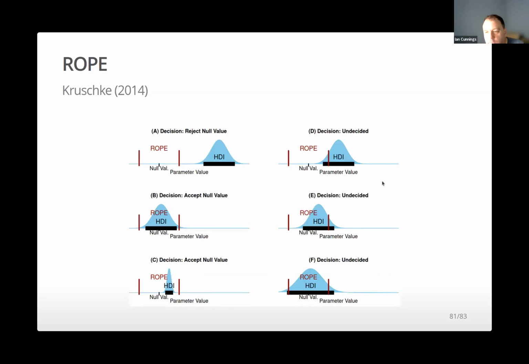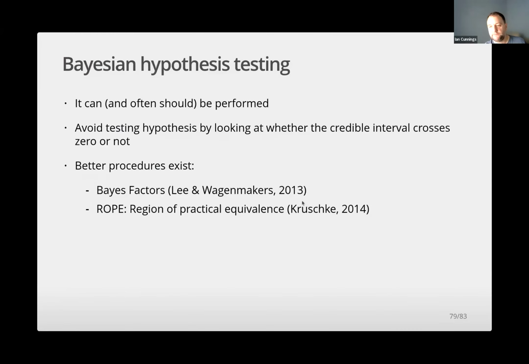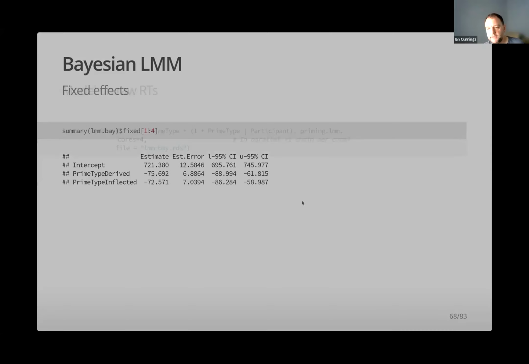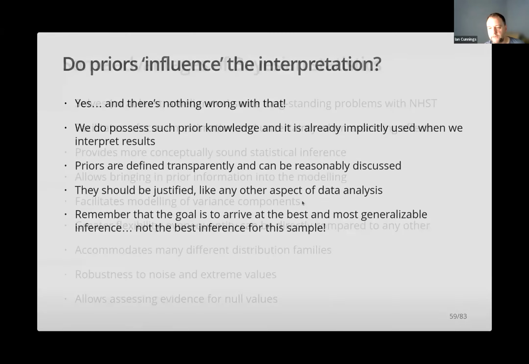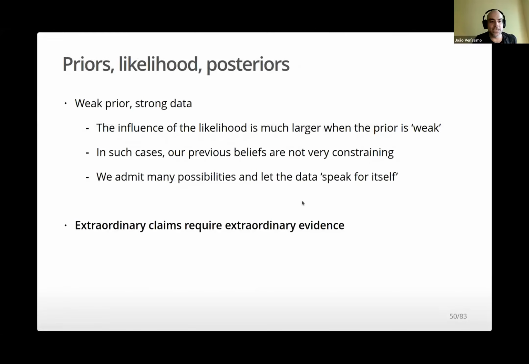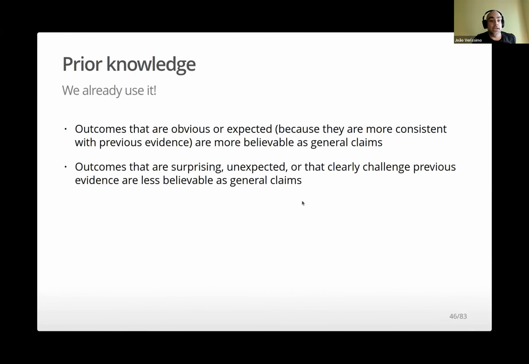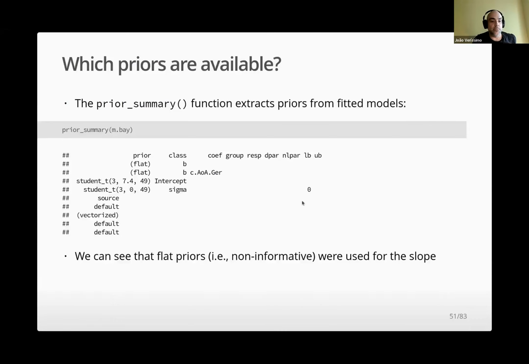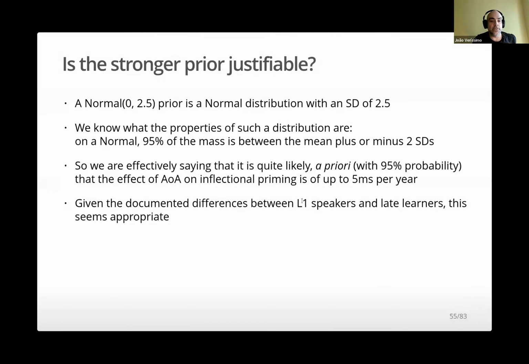Okay, a few questions now about different effects and also priors. So when you multiply the age of acquisition of German by 10 to estimate the priming effects of a 10-year difference of age of acquisition, is this built on the assumption that priming effects will change linearly over time? Yes, it is. I don't know where that is anymore, but indeed it is.